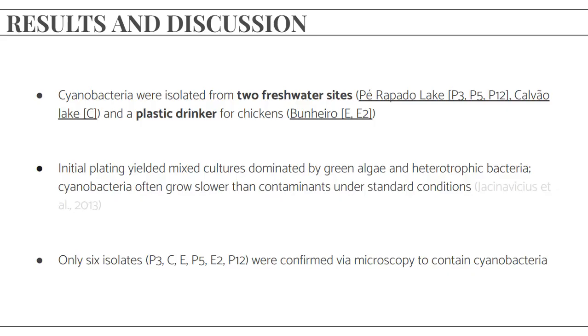Results and discussion. I managed to isolate cyanobacteria from two freshwater sites, which were the Perrapado Lake and Calvon Lake, and the plastic drinker for chickens. The initial plating yielded mixed cultures dominated by green algae and heterotrophic bacteria, because cyanobacteria often grow slower than them. Therefore, among my many samples, only 6 isolates were confirmed via microscope to contain cyanobacteria.